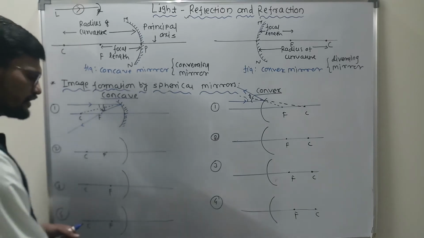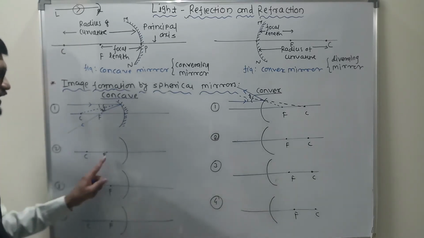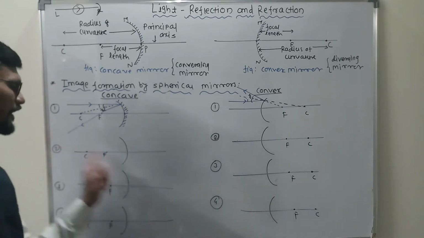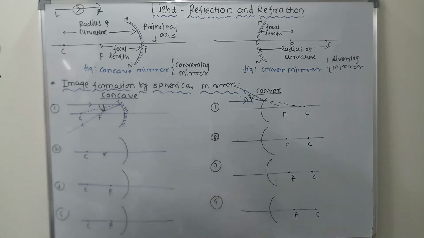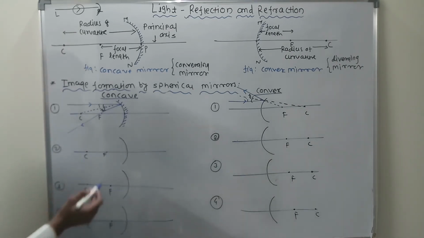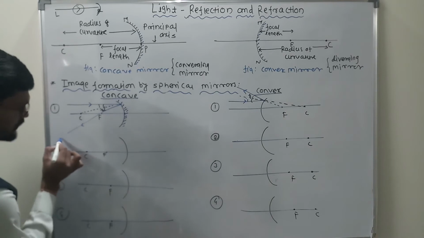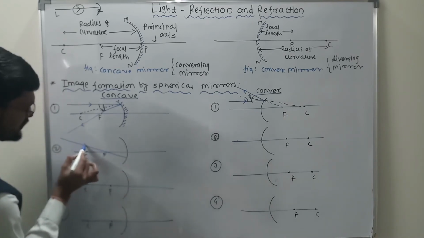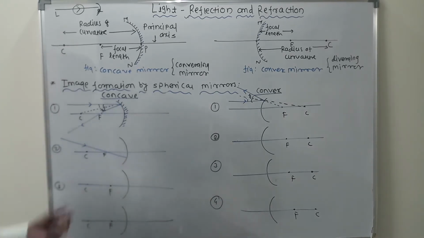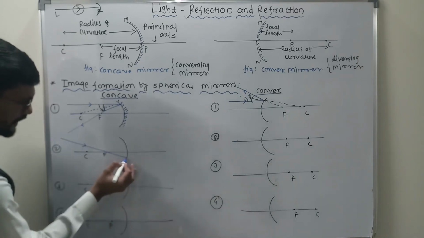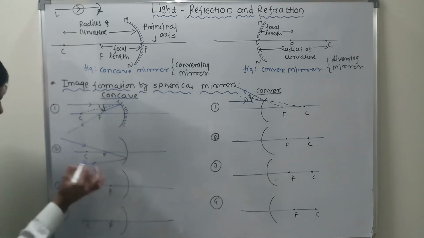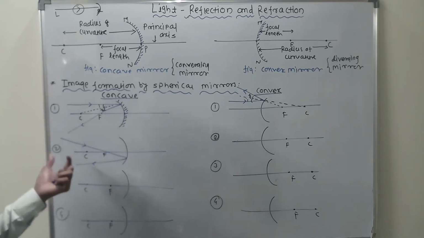Now what we are going to do is allow light to fall through the focus of that mirror. So what will happen? Let us see. Now light is allowed to travel through the focus. This is the incident ray. Clear? After reflection, it will travel parallel to the principal axis. Very simple to understand.